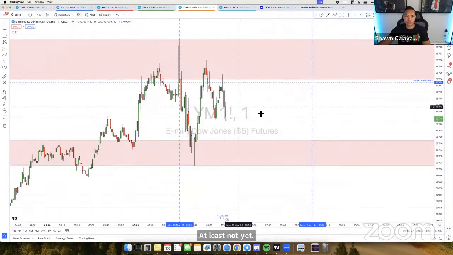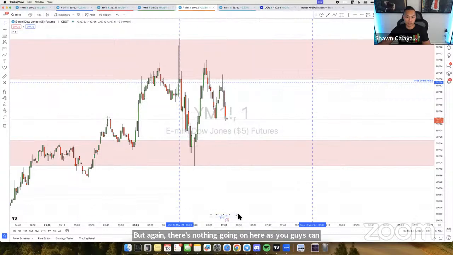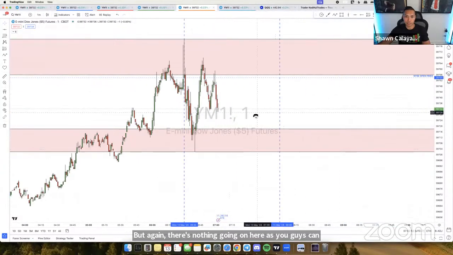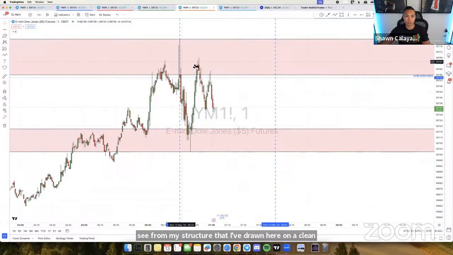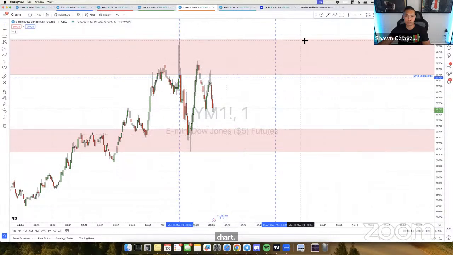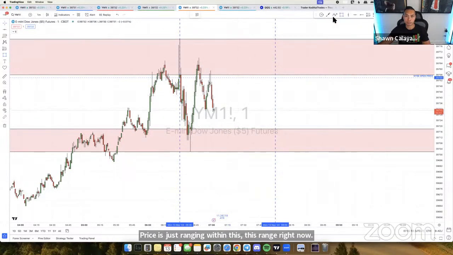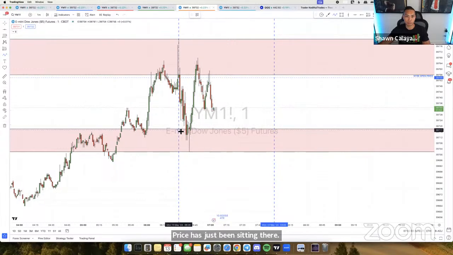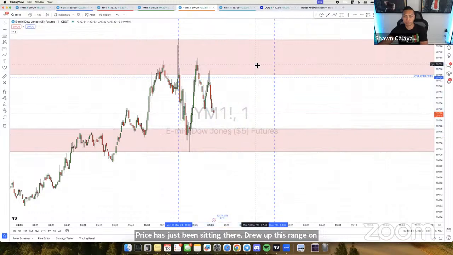But again, there's nothing going on here. As you guys can see from my structure that I've drawn here on the clean chart, price is just ranging within this range right now. From this resistance to this support, price has just been sitting there. I drew up this range on market open, and it's pretty much respecting the range right now.